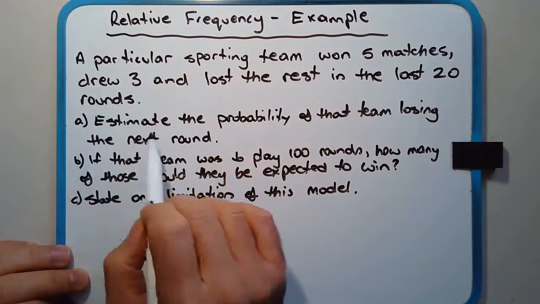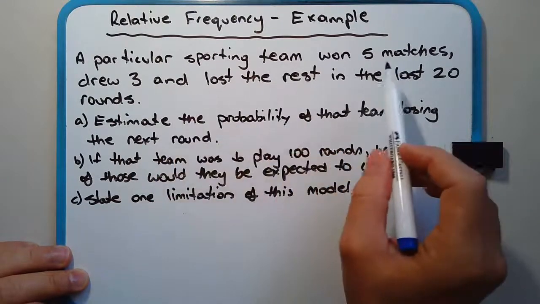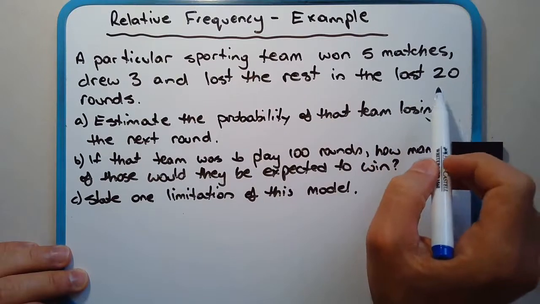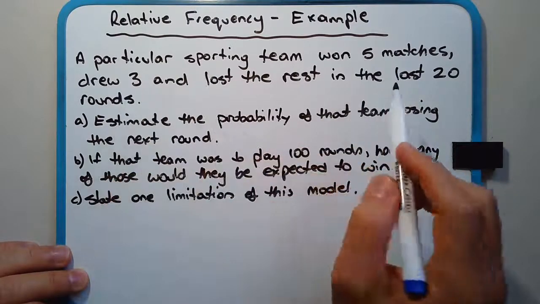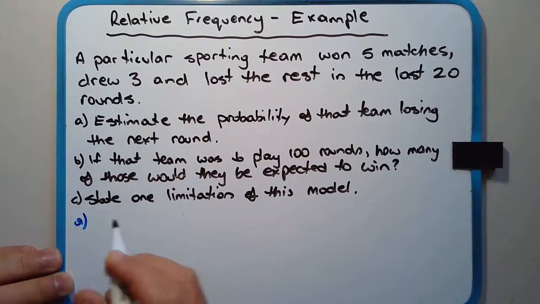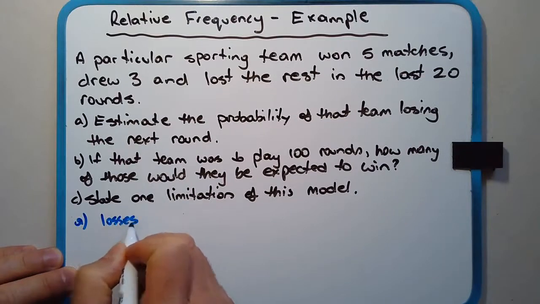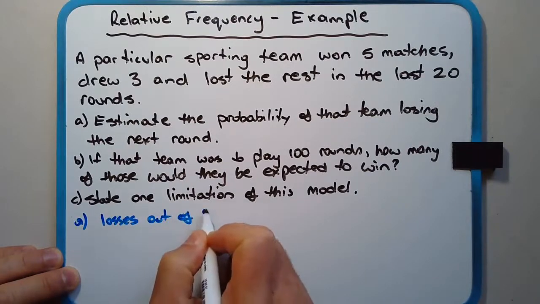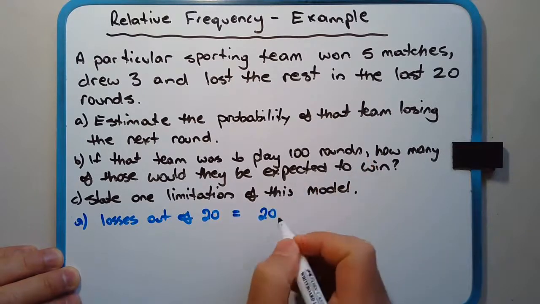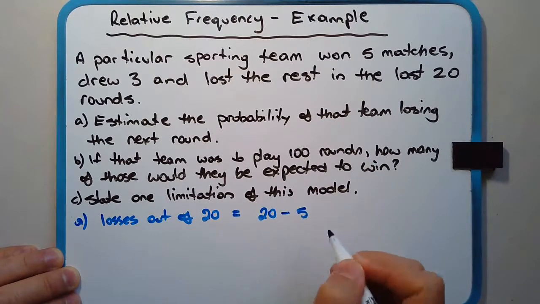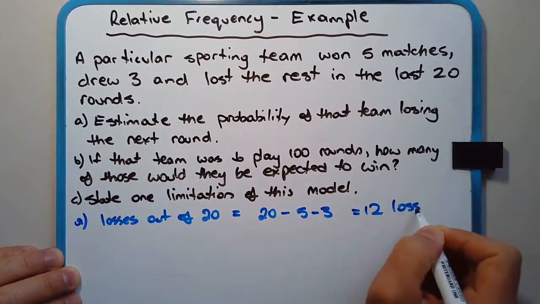So let's have a look at part A. Estimate the probability of the team losing the next round. Well, let's look at the data. The data states that in the last 20 rounds, we've won 5, drew 3, lost the rest. So for part A, the number of losses out of 20 is equal to 20 matches played minus the number of wins minus the number of draws, and we get 12 losses.